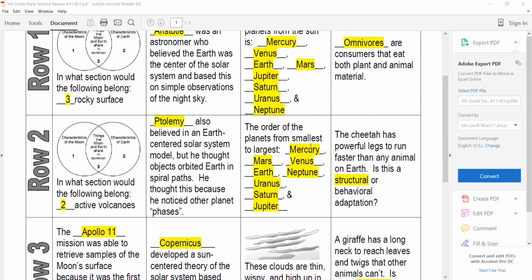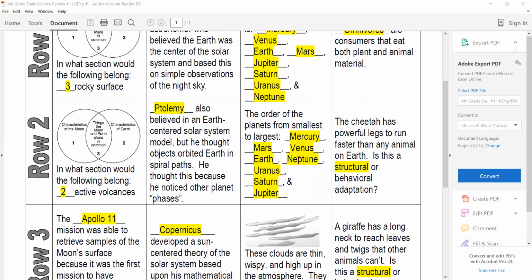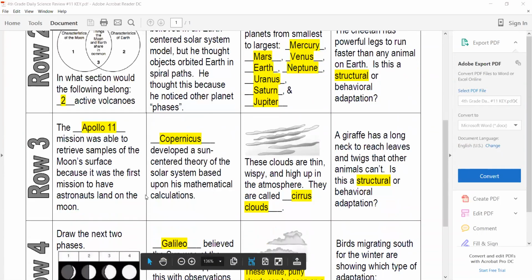From smallest to largest, so that's going backwards of Jason sat under 98 vicious monsters munching. So Mercury, Mars, Venus, Earth, Neptune, Uranus, Saturn, Jupiter. Cheetah has long, powerful legs. That's a structural adaptation. It's part of his body, part of his structure.